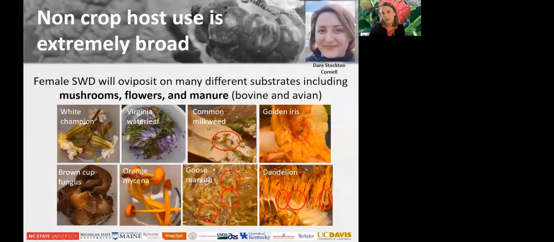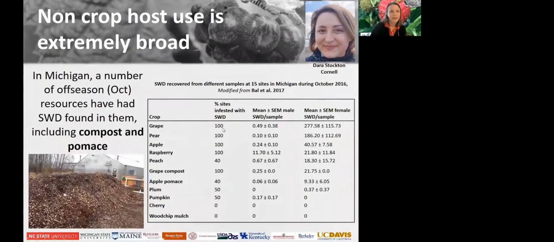In addition, work done by Dara Stockton in Greg's lab up at Cornell has highlighted that flies will feed on many different substrates, not just fruit. And this includes things like mushrooms, flowers, and both mammal and bird manure. And so you can get eggs being laid and spotted wing Drosophila being reared out from all of these different substrates. They can also be found in compost piles or other decomposing substrates during the winter. And these are observations from Michigan during 2016 at 15 different locations, that pomace piles and compost were also a potential source of spotted wing Drosophila presence.